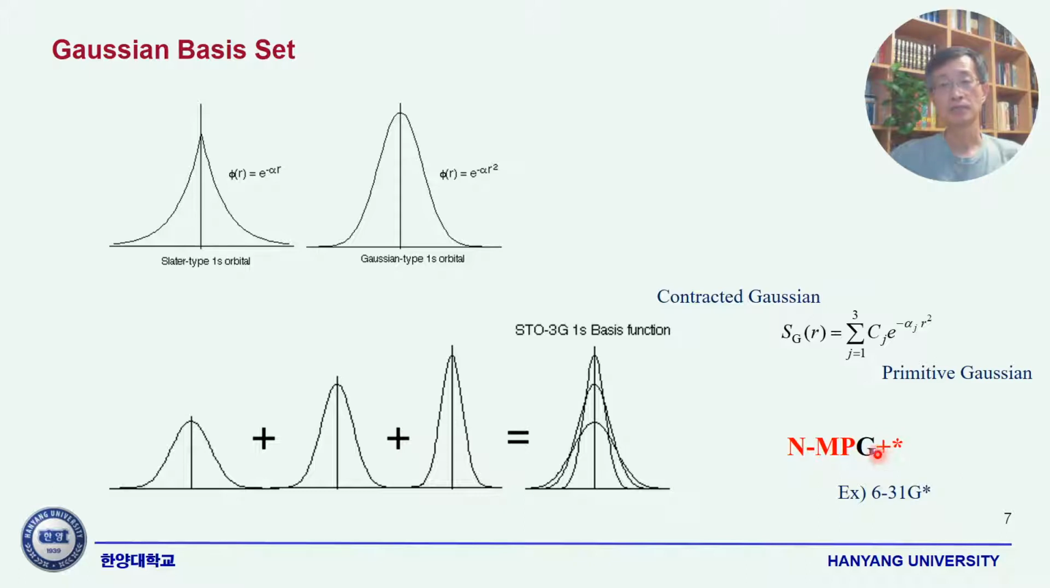If you have a plus sign here, then you use diffuse functions so that you can represent a diffuse electronic system like anions. So that's the notation format for the basis functions. There are many, something like 3-21G or 3-21G star or 6-311G plus star, just like that.